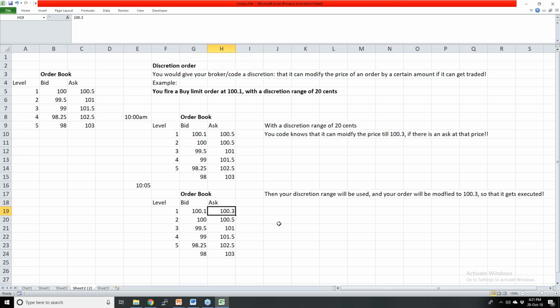How will the code know? Because the code knows that there's an ask at 100.3, right? The code is managing the order book, so it knows what the ask price is, what the order book looks like, and so on. As soon as it knows that there's an order at 100.3, it can use its discretion and get it traded. All right? Is this clear, guys? Any questions with respect to pegging orders?